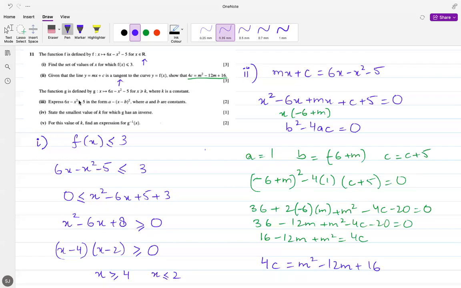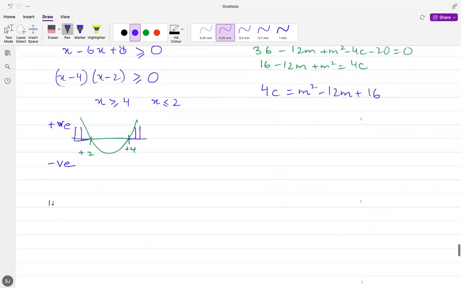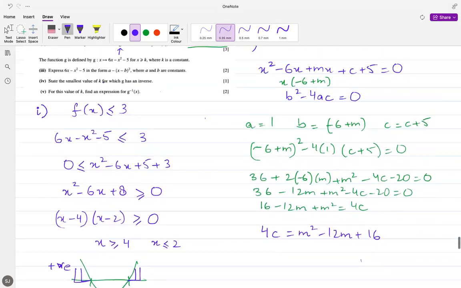In part 3, it says that the function g is defined by g of x equals 6x minus x squared minus 5 for x greater than or equal to k. We have to express 6x minus x squared minus 5 in the form a minus (x minus b) whole squared. To convert this into the form, we can use the completing the square method or the comparison method.